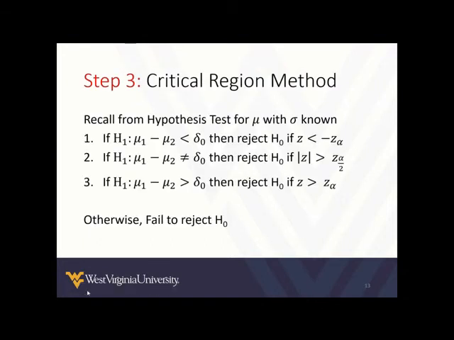So for our step three, if we decide to go with the critical region method, then if our alternative hypothesis is less than, we will reject the null hypothesis if z is less than negative z alpha. In the two-sided situation, we will reject the null hypothesis if the absolute value of z is greater than z alpha over 2. And in the one-sided case that is greater than, we'll reject the null hypothesis if z is greater than z alpha. Otherwise, we will fail to reject the null hypothesis.